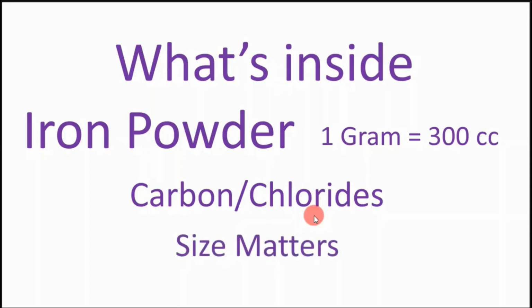And the last thing we need to take a look at is size matters. If you have an oxygen absorber that is the size of a postage stamp, and there are a lot of oxygen absorbers out there that claim to be a 300 or 400 or 500 oxygen absorber, and they're these teeny tiny things, size matters, because the smaller the oxygen absorbers, the less iron powder is going to be inside. Remember, we need iron powder. 1 gram equals 300 cc's.